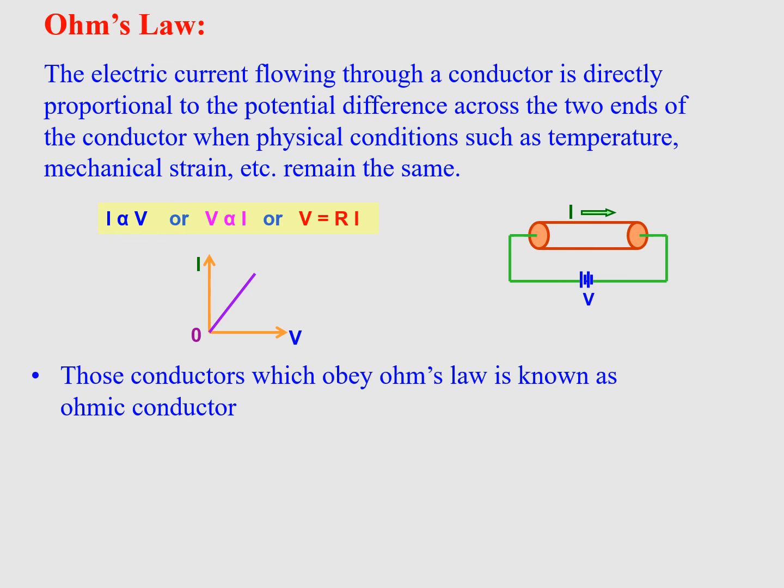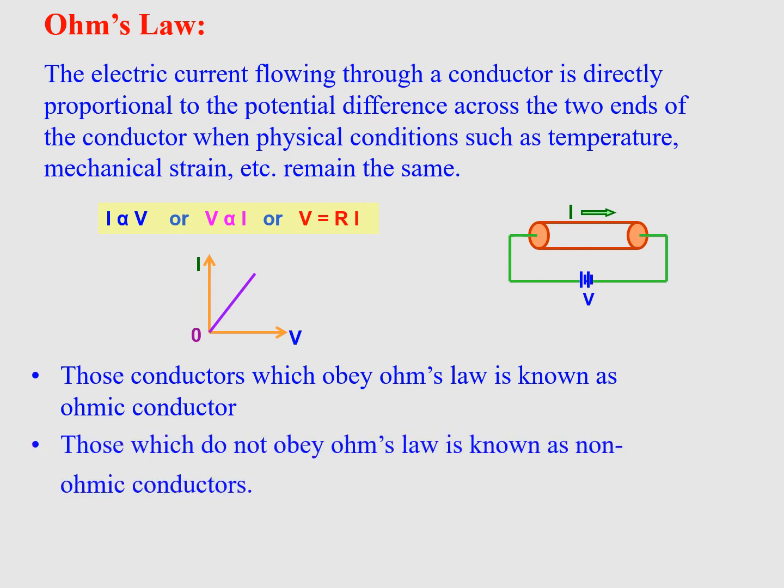Those conductors which obey Ohm's law are known as ohmic conductors, and those which do not obey Ohm's law are known as non-ohmic conductors. Normally we have non-ohmic conductors because when current flows through a conductor, the temperature of the conductor increases. Due to the increase in temperature, resistance varies and we get a non-ohmic curve in this graph. This graph shows that a given change of V causes a correspondingly smaller change in I at larger values of V. Hence, the slope decreases with the increase of voltage.